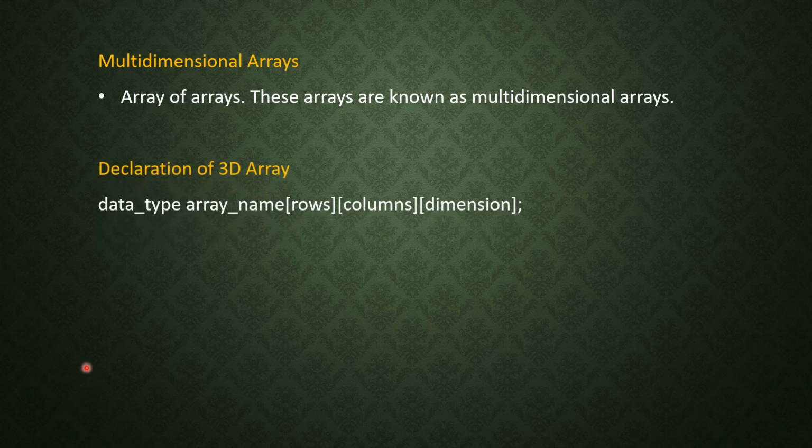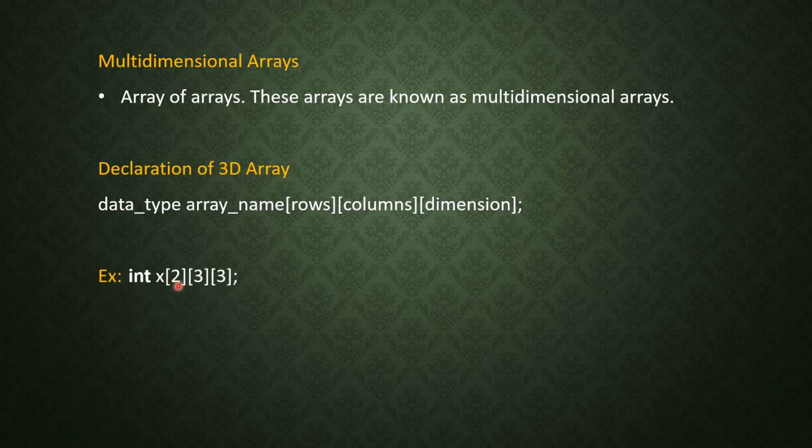So here is the declaration of the 3D array. First the data type and the array name, and first we will have the rows and the columns, and next we will have the dimension. So first the rows and the columns of one array, and whatever dimension you mention, that index is the number of sets of 2D arrays. Okay, so now you will see an example.